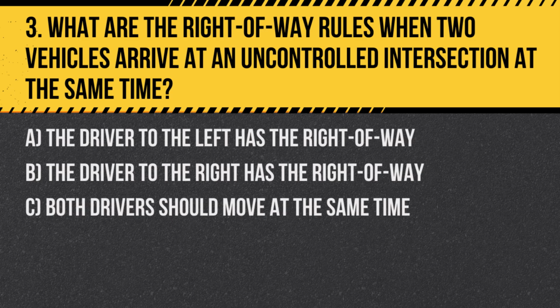Question 3. What are the right-of-way rules when two vehicles arrive at an uncontrolled intersection at the same time? A. The driver to the left has the right-of-way. B. The driver to the right has the right-of-way. C. Both drivers should move at the same time.